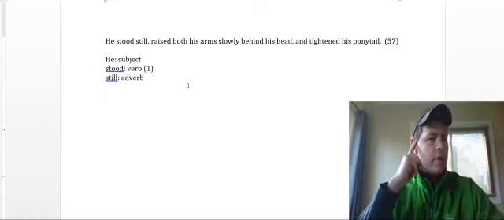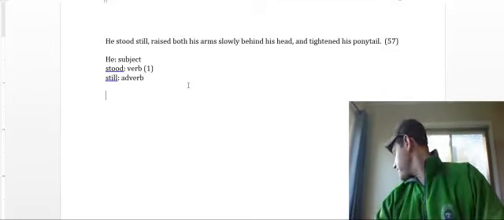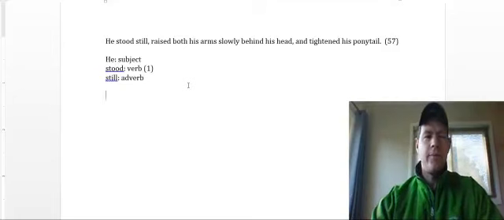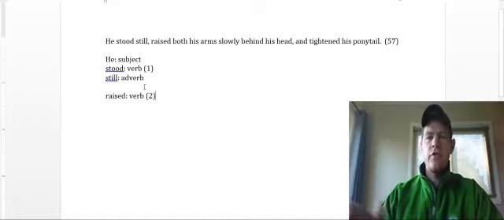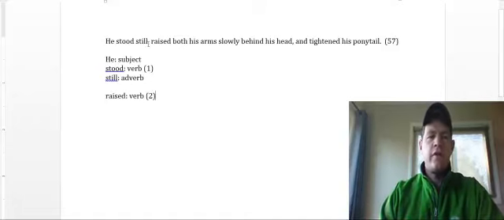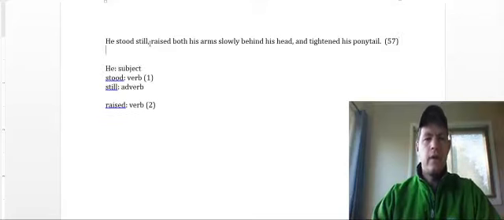Now take a little space. We've also got raised both his arms slowly behind his head. That's a more complicated chunk of language there, right? So raised, what is raised? That is verb number 2, okay? And you can see that when we have a list of verbs, or really a list of anything, we're connecting them with commas, okay? He stood still, comma, raised both his arms slowly behind his head.